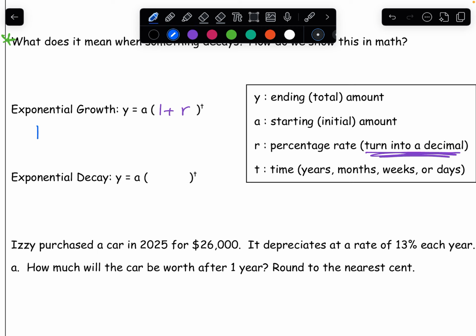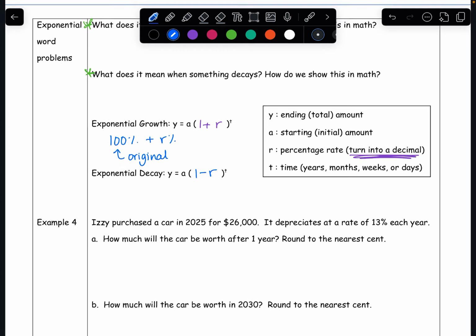Where this is coming from is if we turn it back into a percent, it's taking 100% and adding on your rate. The 100% is your original amount. And so exponential decay is 1 minus your rate because you're decaying, you're decreasing the value. And so that's where that 100% minus your rate as a percentage is coming from.